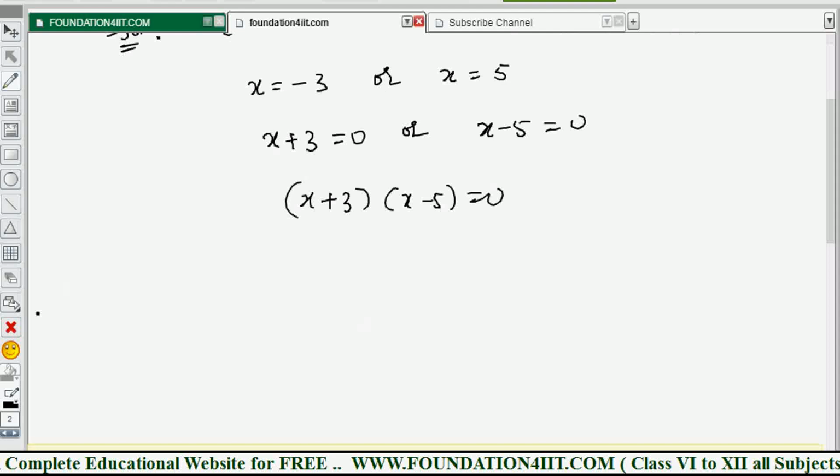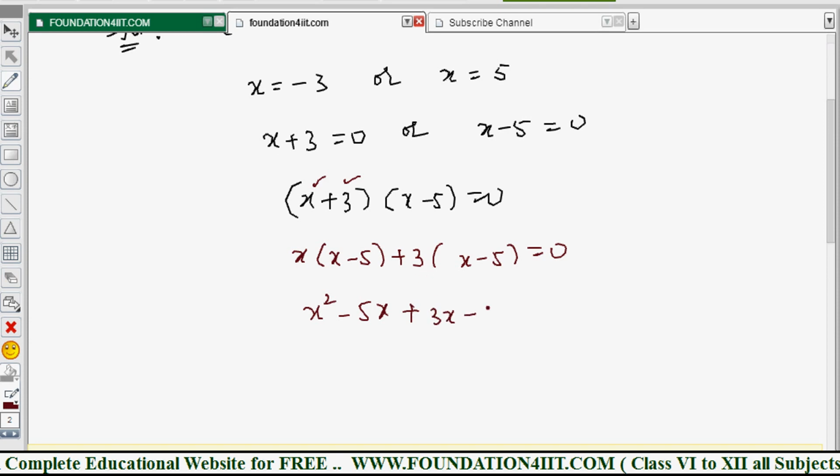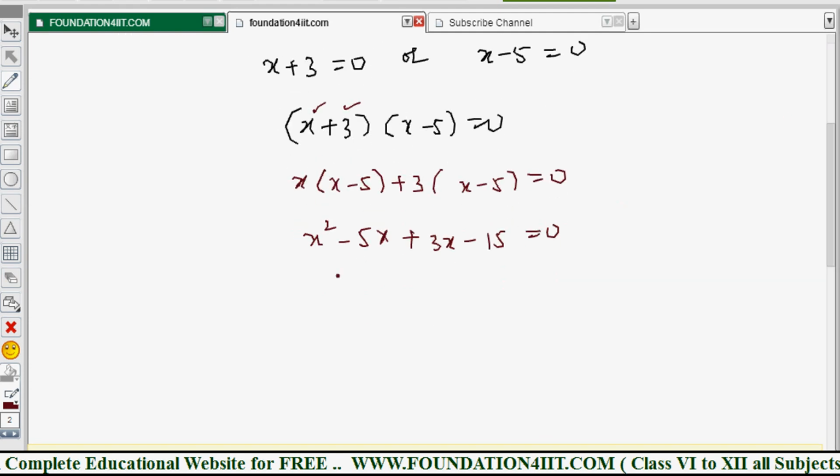Now just to do the simplification, we'll get the quadratic equation. Take x and multiply both the terms: x into (x minus 5) plus 3 into (x minus 5) is equal to 0. Take the first term and multiply both, then take the second term and multiply the complete second expression. x into x is x square, minus 5 into x is minus 5x. With this 3 you multiply: 3 into x is 3x and 3 into minus 5 is minus 15, is equal to 0. Let us simplify this: x square minus 2x minus 15 is equal to 0.